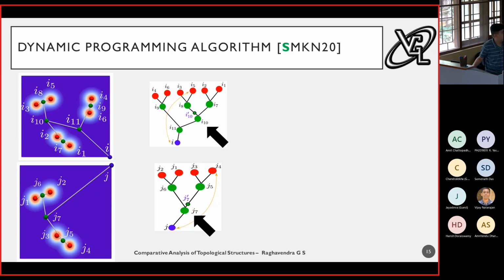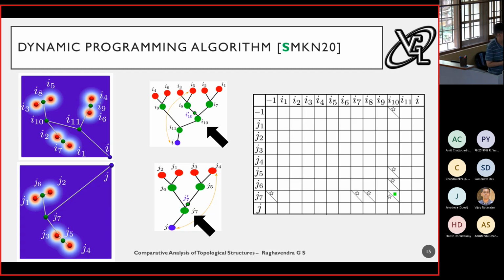Dynamic programming happens by construction of a table, which is shown in this figure. If you want to find the entry which corresponds to the subtrees rooted at I10 and J7, here are the entries highlighted which are required to compute the entry at this point. The entry here compares the subtree I10 with an empty tree. The entry here compares the subtree J7 with an empty tree. And these two entries here and here compare J7 with the subtrees I8 and I7. Similarly, it compares I10 with subtrees J6 and J5.